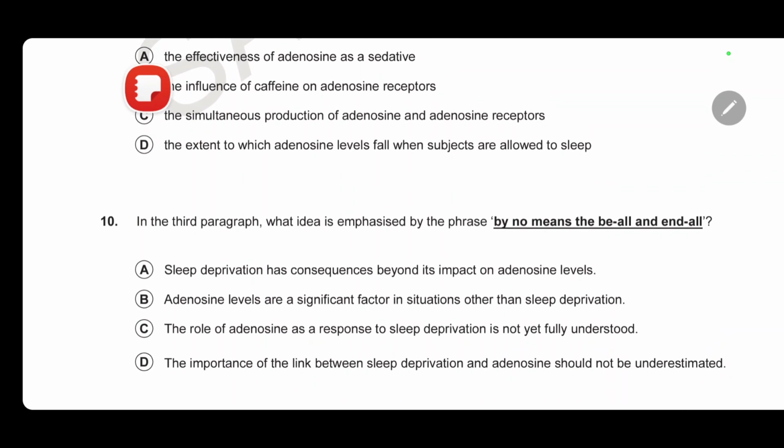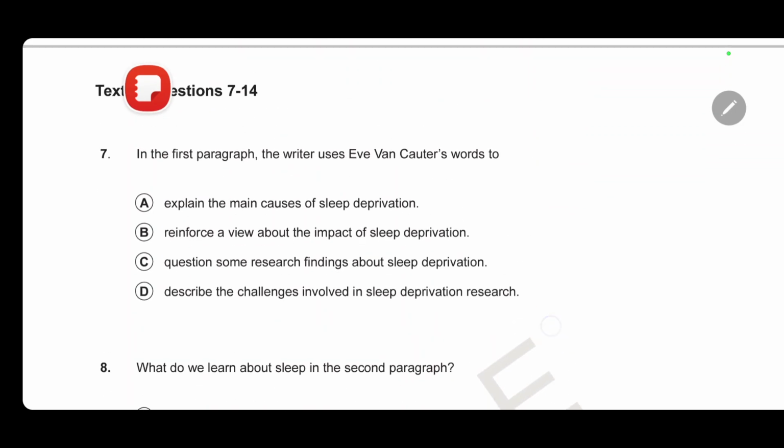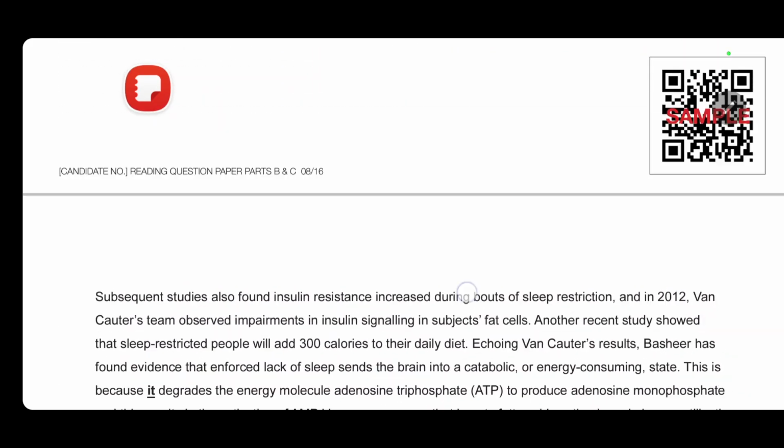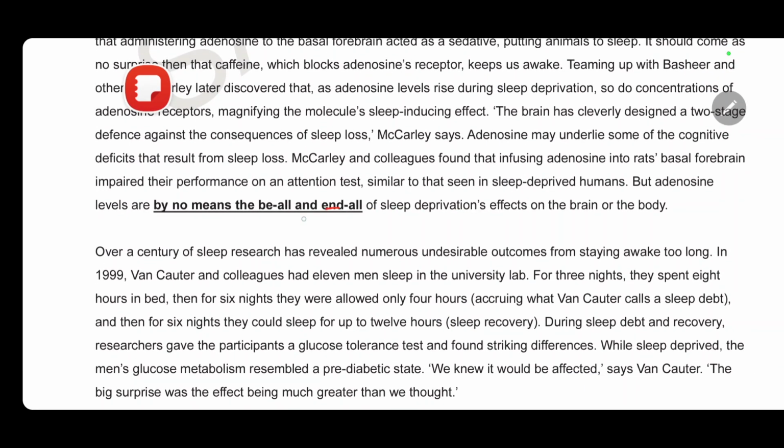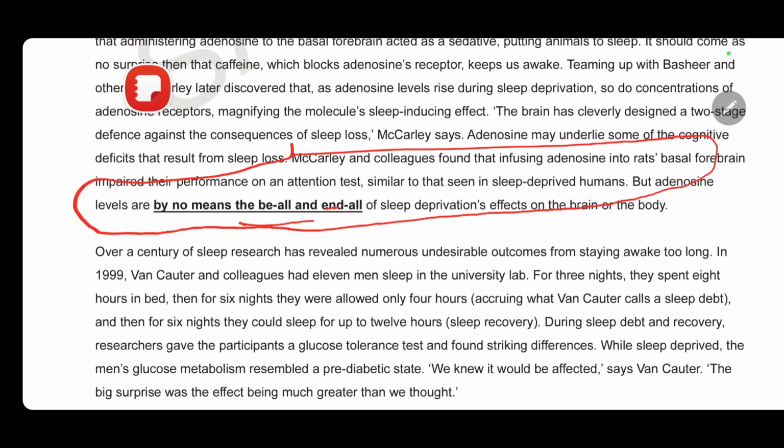In the third paragraph, what idea is emphasized by the phrase 'by no means the be all and end all'? If you don't know the meaning, you go for the contextual meaning. What I mean by the contextual meaning, for example, if it's a phrase, from the last line where we have the main discussion: McCurley and colleagues found that infusing adrenaline into rats' basal forebrain impaired the performance on attention tests, similar to that seen in sleep deprived humans. But these levels are by no means the be all and end all. Like this is not the only consequence of sleep deprivation, there are others beyond that.